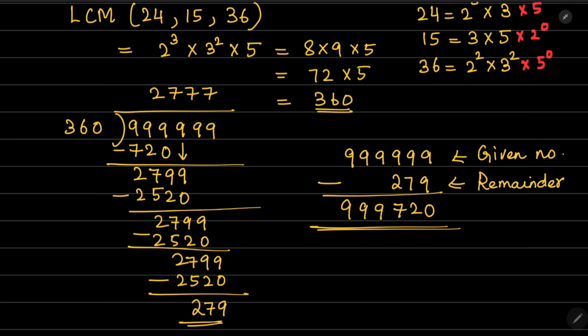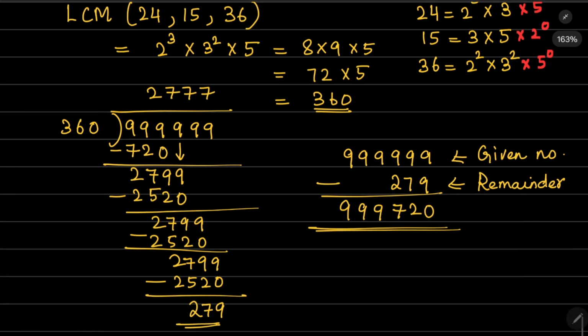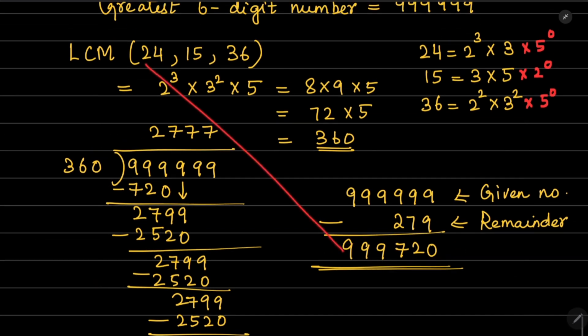This is the greatest 6-digit number which is exactly divisible by 360. So if you divide 999720 by 360, your remainder is going to be 0. And if it is divisible by 360, obviously it is divisible by all these three numbers. Why? Because 360 is the smallest number which is divisible by all the three.